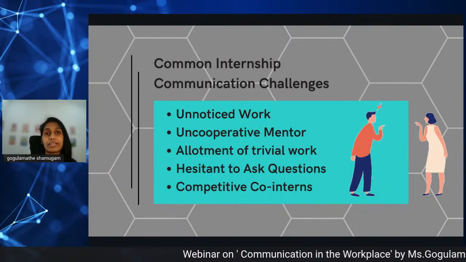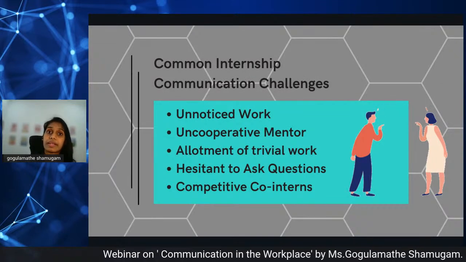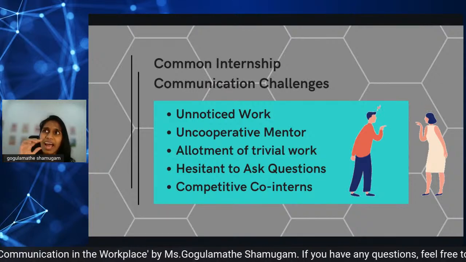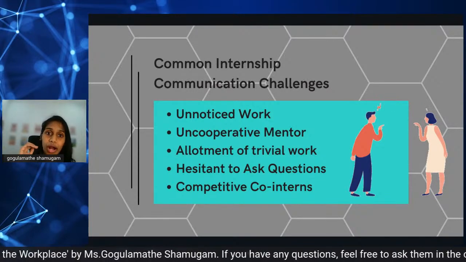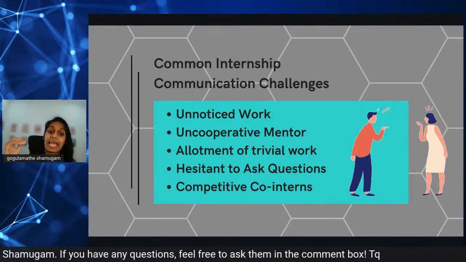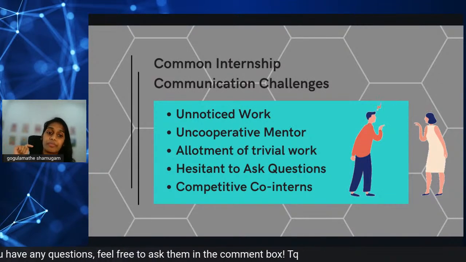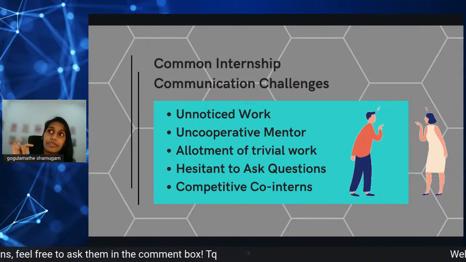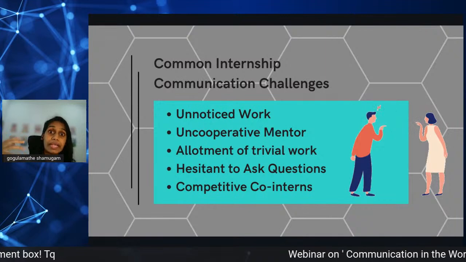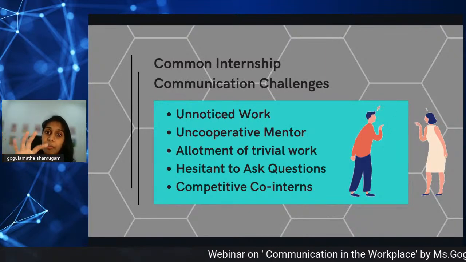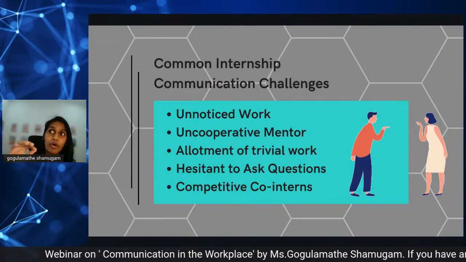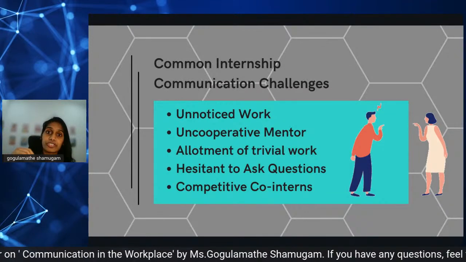So let's say your mentor is not being cooperative, not really guiding you that much. You need to know what you are not doing, or what you need to do to get the attention of your mentor. If your mentor is not giving or sharing knowledge enough, probably your mentor has a different way of approaching people.